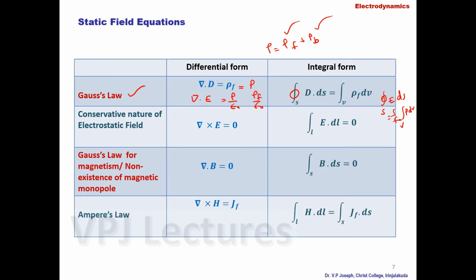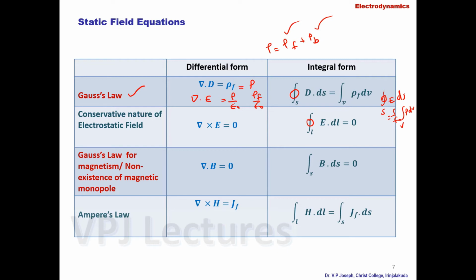Now the second equation is the conservative nature of the electrostatic field. That is, the curl of E is equal to 0. In this case we have E of r; in the earlier case it is D of r. Here it is E of r. Del cross E of r is equal to 0, or closed line integral E dot dl is equal to 0.